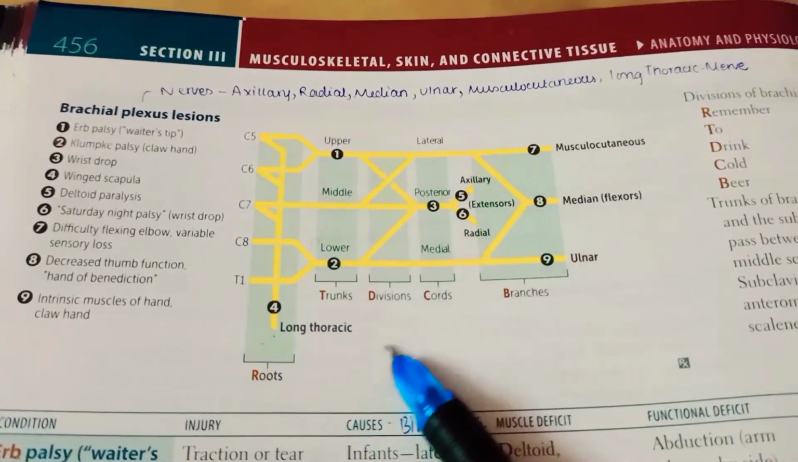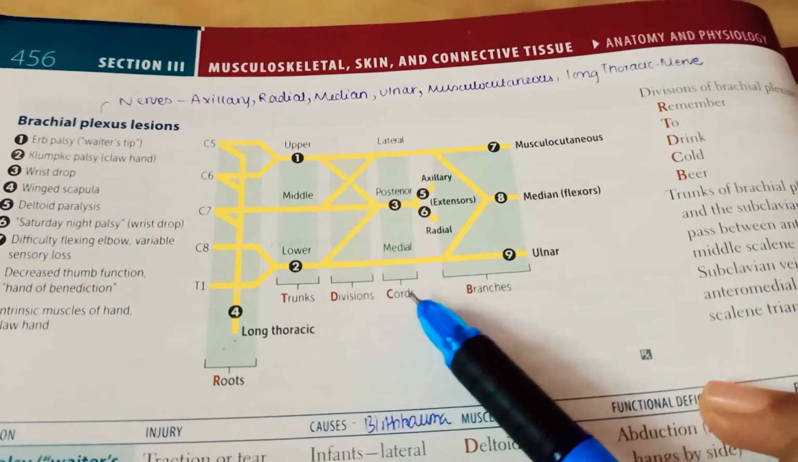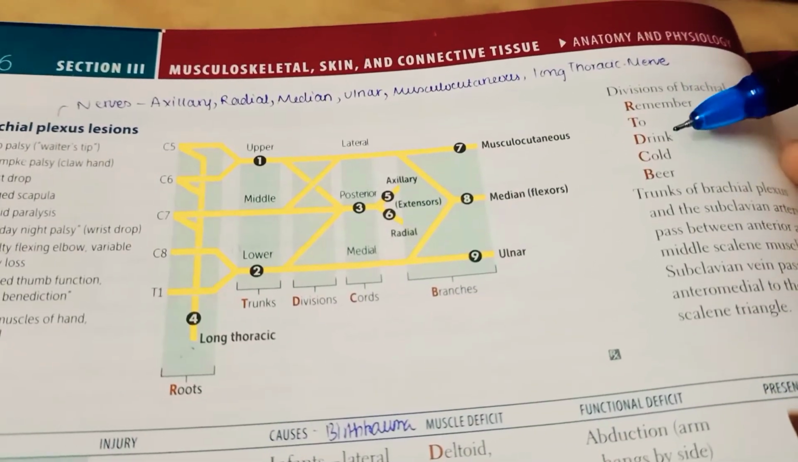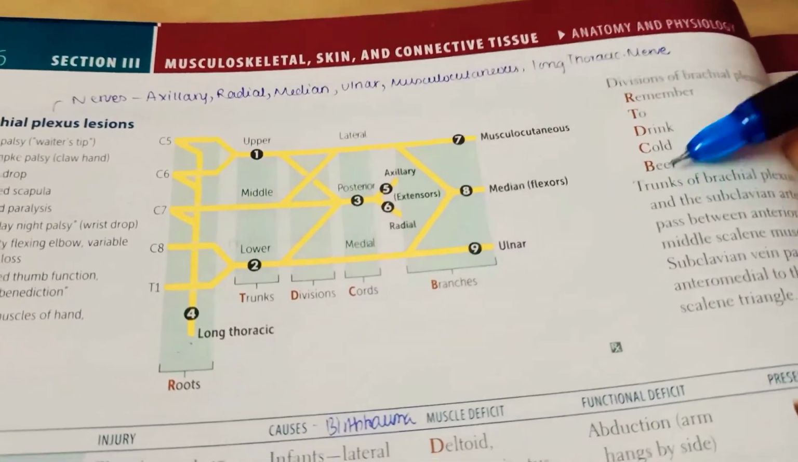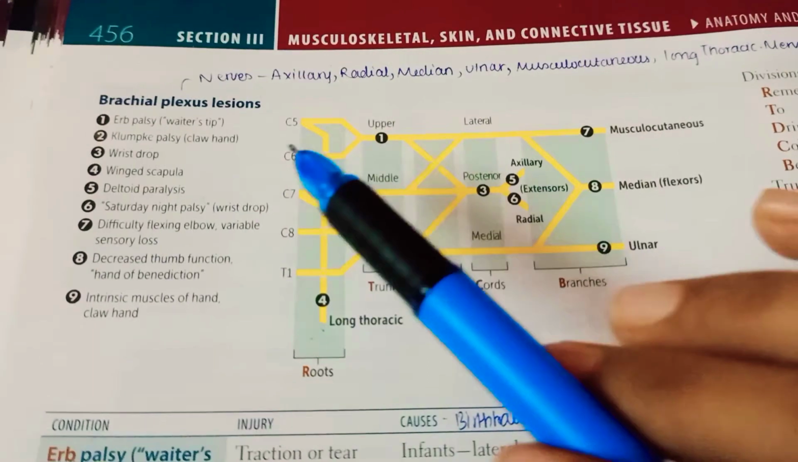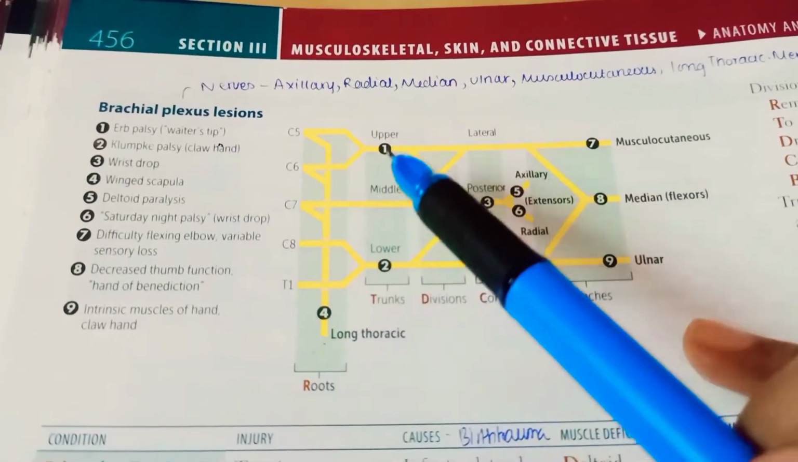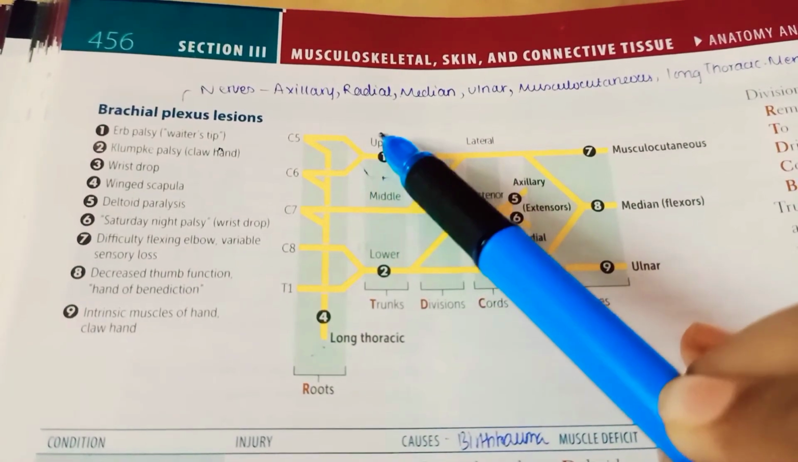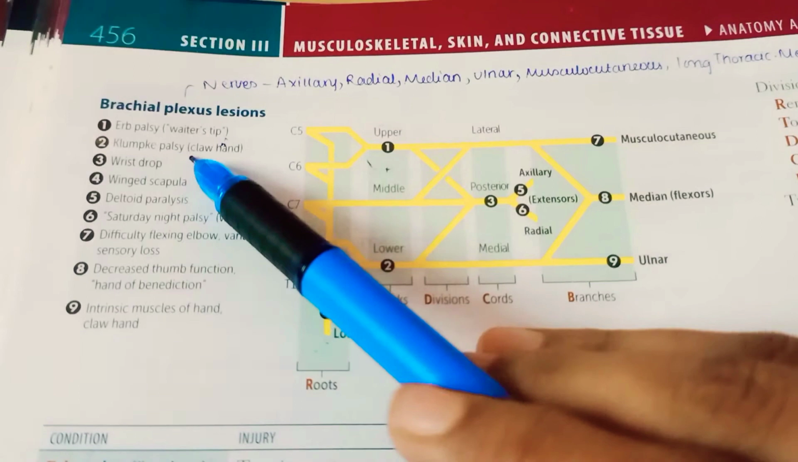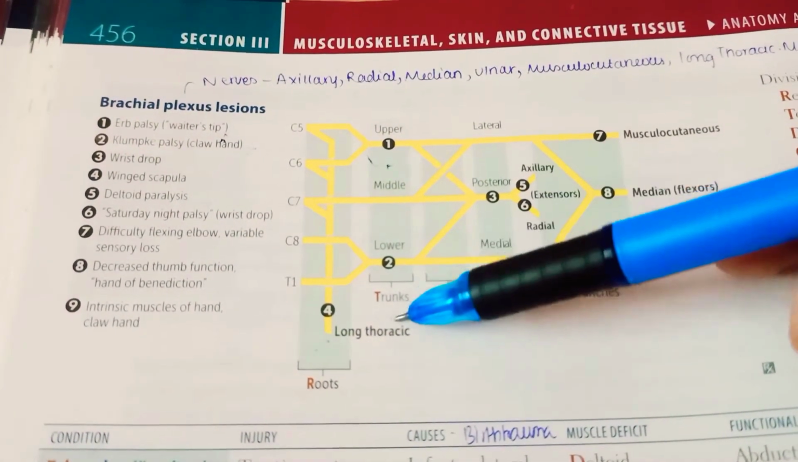In the brachial plexus you mainly need to remember that it consists of roots, trunks, divisions, cords and branches. You can also use the mnemonic: remember to drink cold beer. And you need to see which lesions cause what kind of problem. First, Erb's palsy, also called waiter's tip. It mainly affects the upper trunk. Next, Klumpke's palsy, which causes a claw hand. It affects the lower trunk.